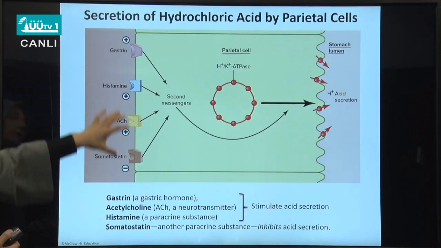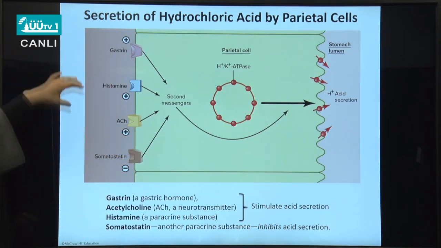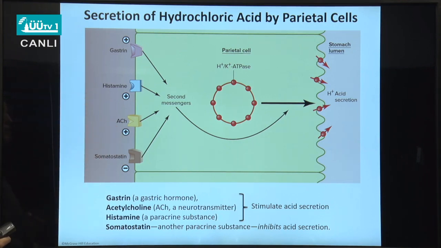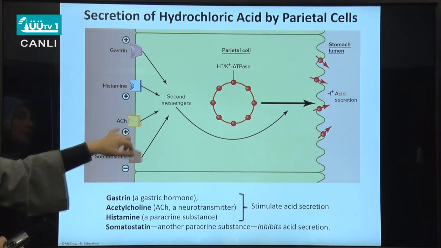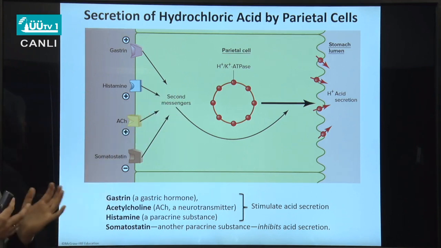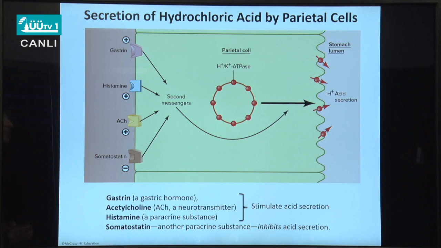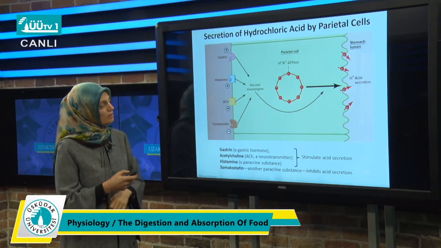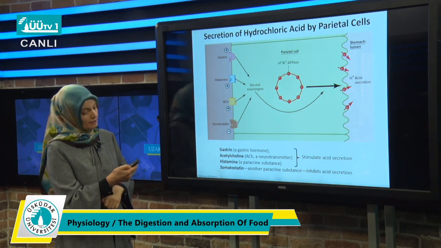Okay, so we see here the hormones which have positive and negative effects on the hydrochloric acid secretion of parietal cells. Gastrin, histamine, and acetylcholine have a positive regulatory effect. That means they increase the acidity of the lumen of the stomach, and the somatostatin hormone decreases the secretion of the hydrochloric acid.